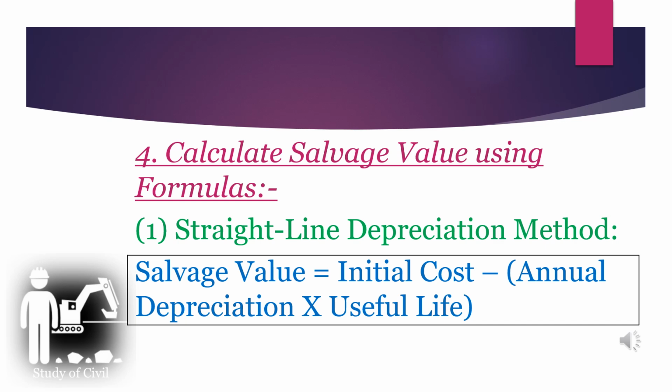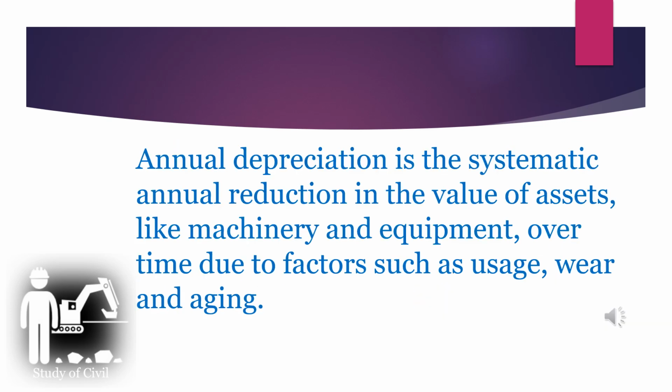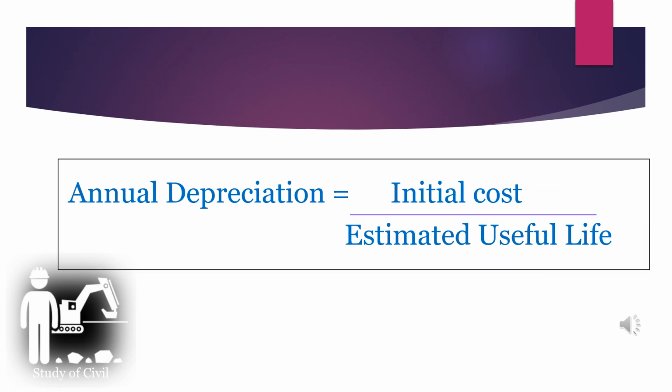There are two methods for calculating the salvage value. The first one is the straight-line depreciation method. That is, salvage value equals initial cost of the item minus annual depreciation multiplied by useful life. In this, annual depreciation is the systematic annual reduction in the value of assets, like machinery and equipment, over time, due to factors such as usage, wear, and aging. That is, annual depreciation equals initial cost divided by estimated useful life of the item.